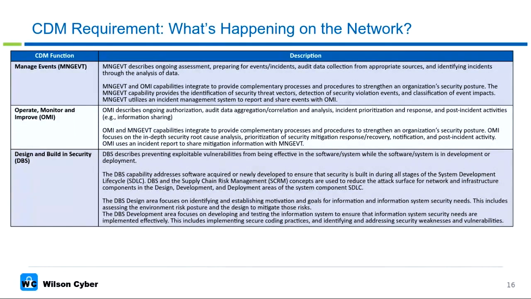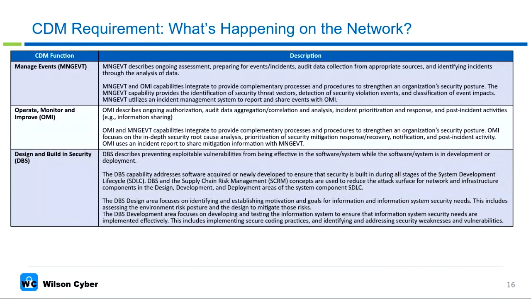OMI describes ongoing authorization, audit data aggregation, correlation, analysis, incident prioritization and response, and post-incident activities such as information sharing. OMI and manage event capabilities integrate to provide complementary processes and procedures to strengthen an organization's security posture. OMI focuses on the in-depth security root cause analysis, prioritization of security mitigation, response, recovery, notification, post-incident activity. OMI uses an incident report to share mitigation information with managed event.